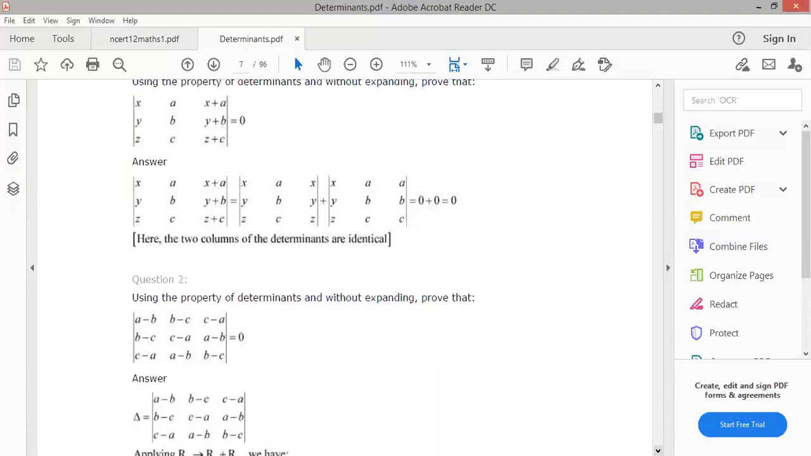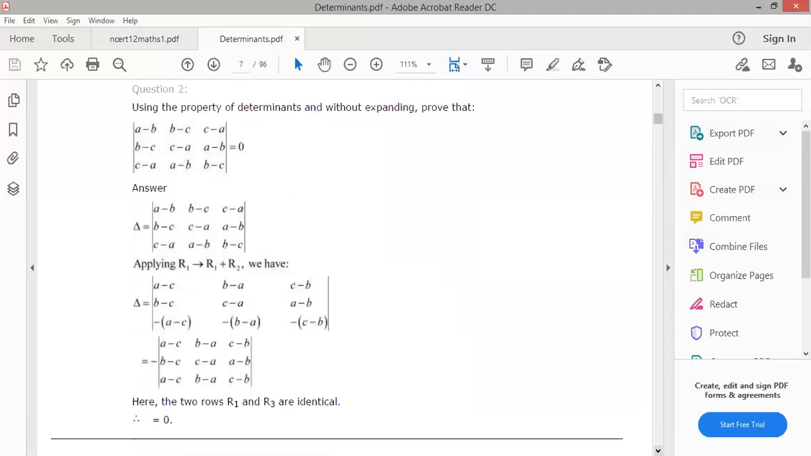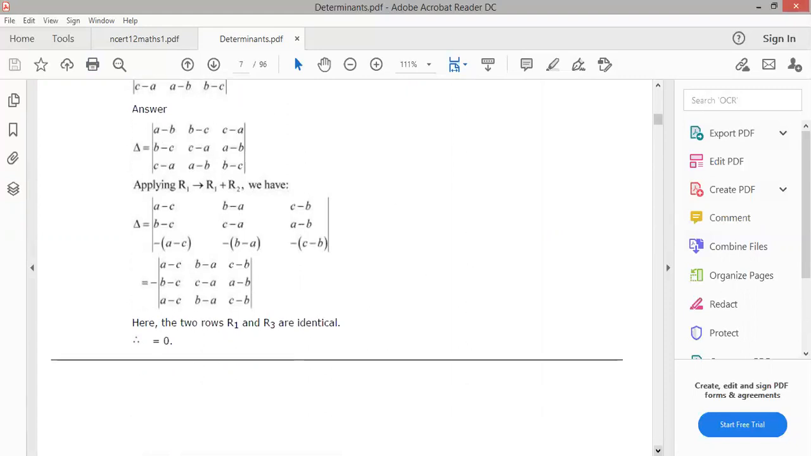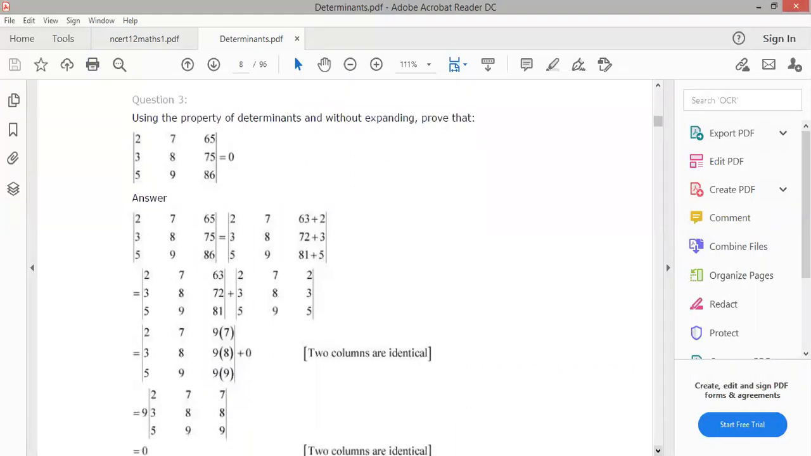Question number 2 is using the property of the determinants, prove that this is equal to this. So here it is solved. You can see this. From the properties of the determinants, I've solved it here. You can see this from this. Question number 3, using the property of determinants without expanding, prove that this is equal to 0. On the same lines, we can do it.